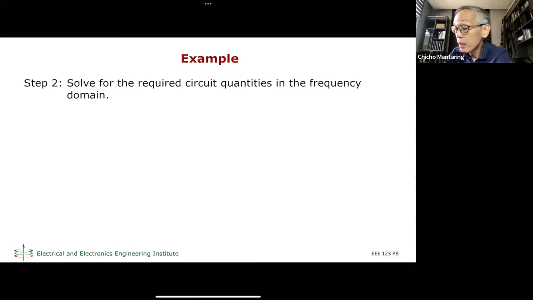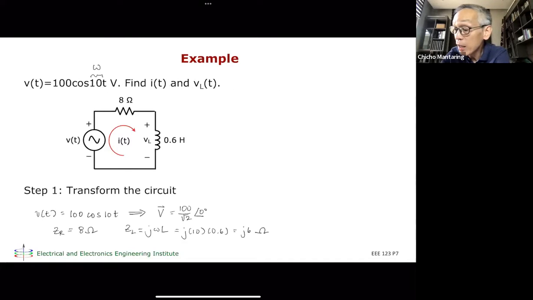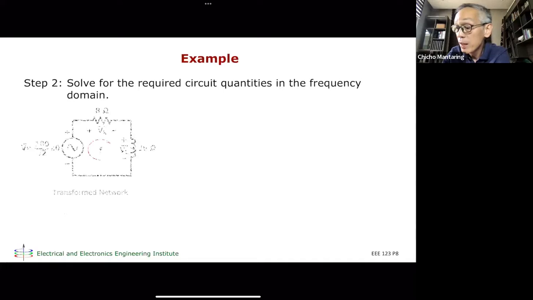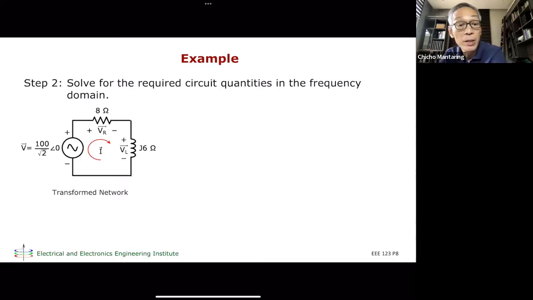So this is our time domain circuit. This is the phasor domain circuit, or the frequency domain circuit. The next step is to solve for the required circuit quantities in the frequency domain. Now, what can I do? I can apply KVL to this loop.